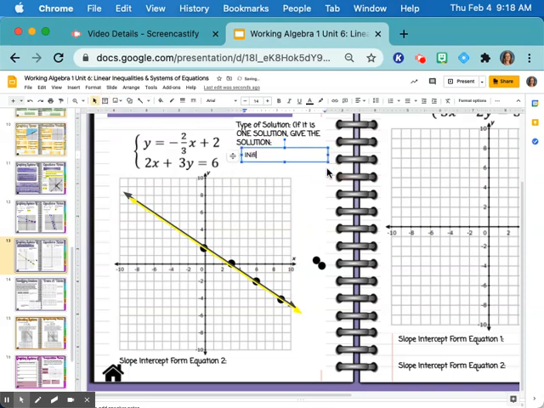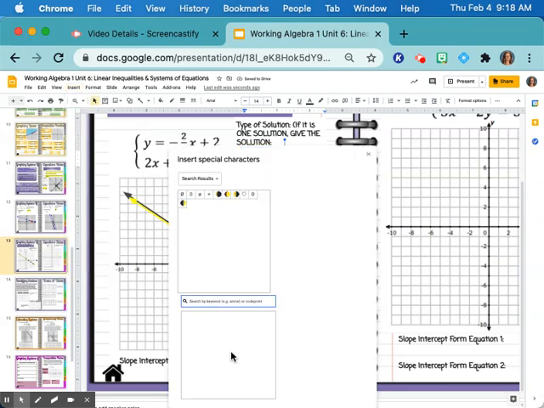Yeah. Infinitely many solutions. And we need the symbol for infinity. So insert special character and then draw the infinity sign.